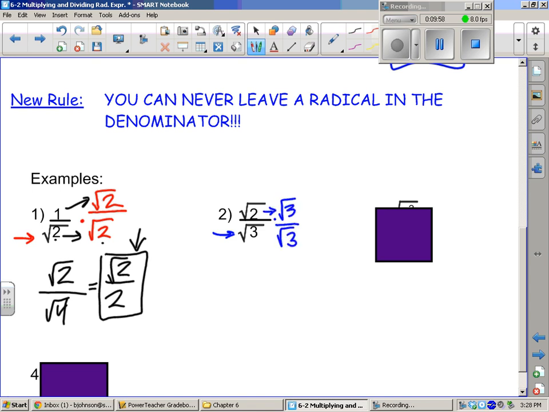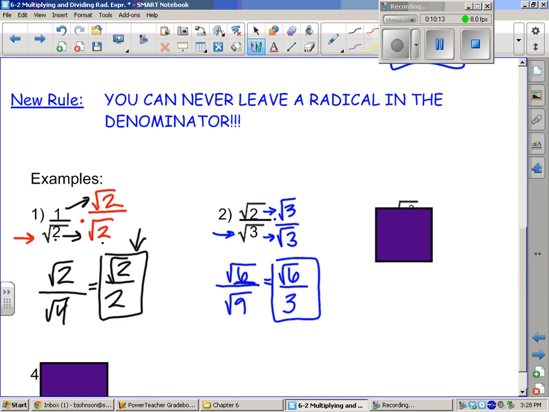And we're going to go straight across in the top, straight across in the bottom. 2 times 3 in the top, that's going to be 6. 3 times 3 in the bottom is going to be 9. Then try to simplify. You cannot simplify square root of 6, so that's got to stay. And then 3 just goes on the bottom.